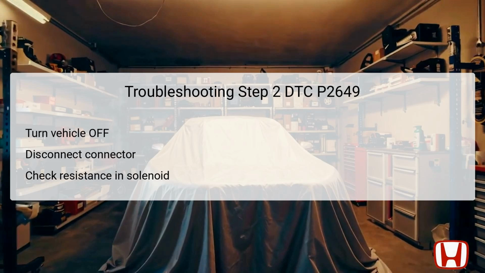Using a multimeter, measure the resistance between the two test points on the disconnected solenoid connector. Ensure the measurement falls within the range of 14.6 to 16.2 ohms at room temperature. If the resistance is within range, the solenoid is likely functioning correctly, allowing you to proceed to the next troubleshooting step. If not, replacing the rocker arm oil control valve is necessary to rectify the issue.